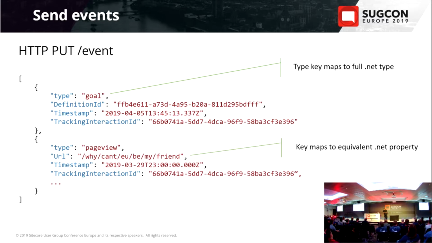As I mentioned, it maps across to .NET types. Goal was the first one. Page view is another type. There are a number of different types out of the box, and they accept a number of different parameters based on the type itself. Page view will accept a URL. Goal will accept a definition ID, which essentially maps across to the goal ID, the item ID, in Sitecore. PageView accepts a bunch more parameters, but all you're doing is mapping a .NET property to the JSON format. If the property name is called URL, for example, the same property in JSON is called URL as well.